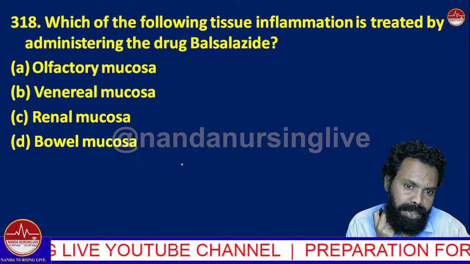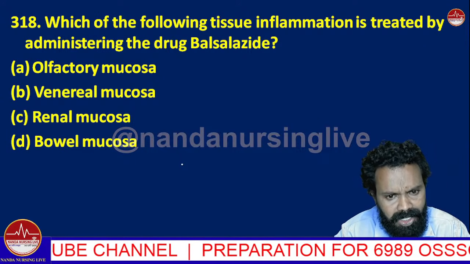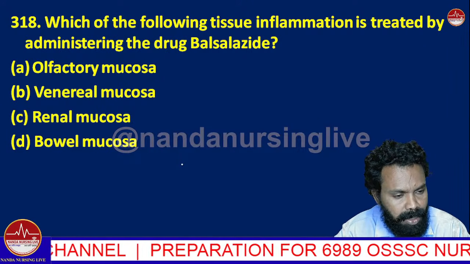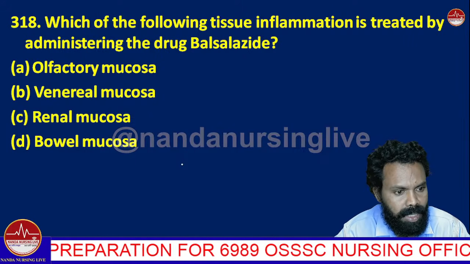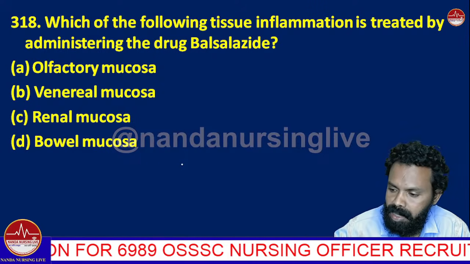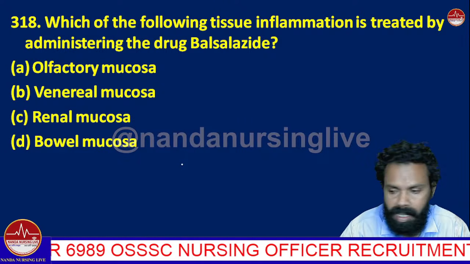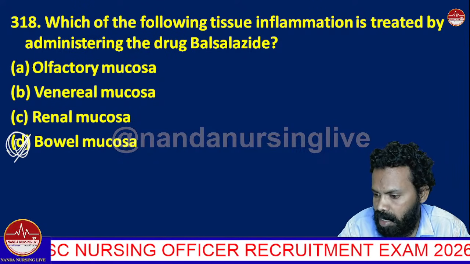Which of the following tissue inflammation is treated by administering the drug balsalazide? Option A is olfactory mucosa, option B is venereal mucosa, option C is renal mucosa, option D is bowel mucosa. So which option is the correct answer? The correct answer is option D, bowel mucosa.